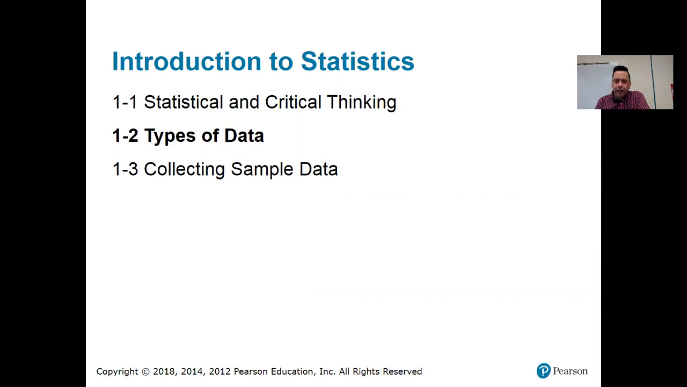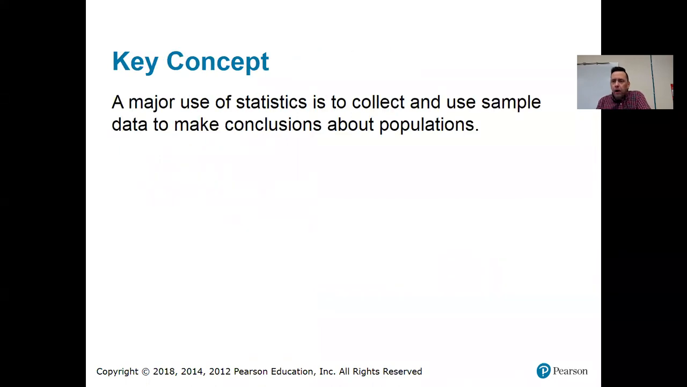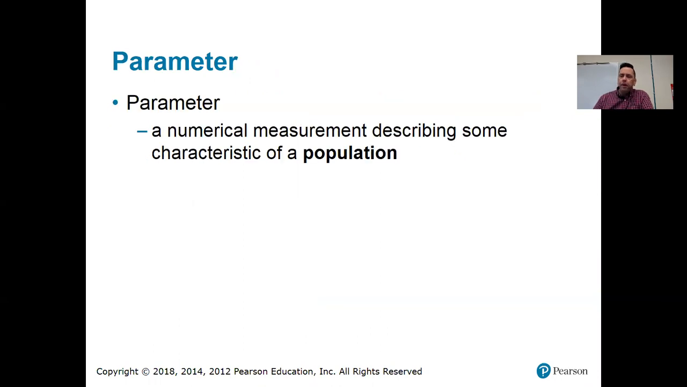Another vocabulary section, basically. Okay, a major use of statistics is to collect and use sample data to make conclusions about populations. We talked about that in the last section. All right, so I want to distinguish between two concepts. There is what's called a parameter. A parameter is a numerical measurement describing some characteristic of a population. So let's say, for instance, that I wanted to calculate the mean GPA of all students at Merced College. That would be a parameter because it's talking about the whole population.